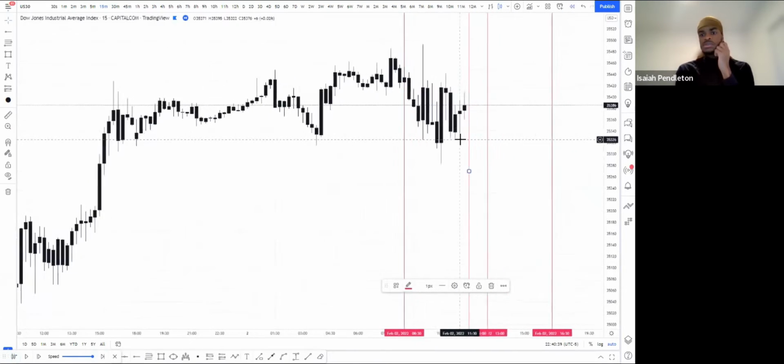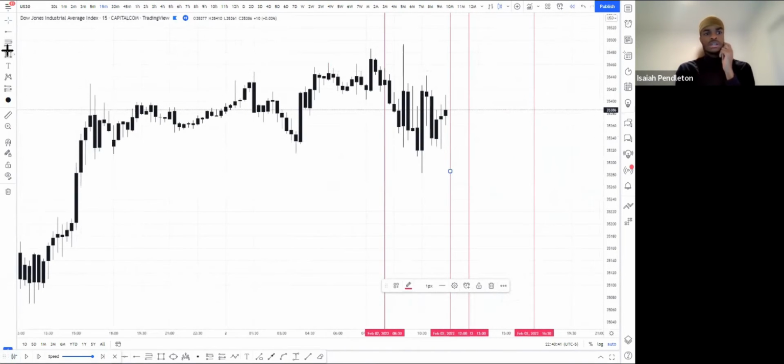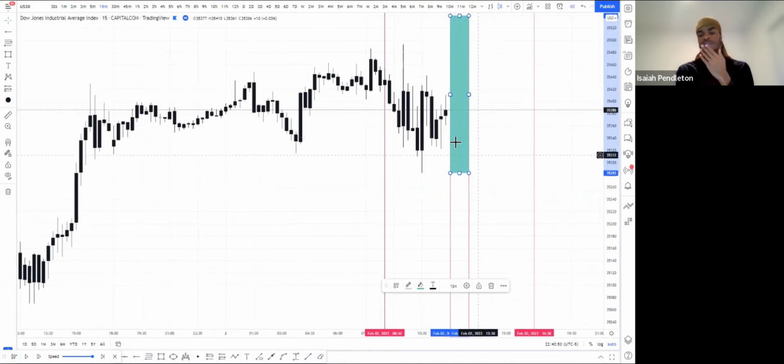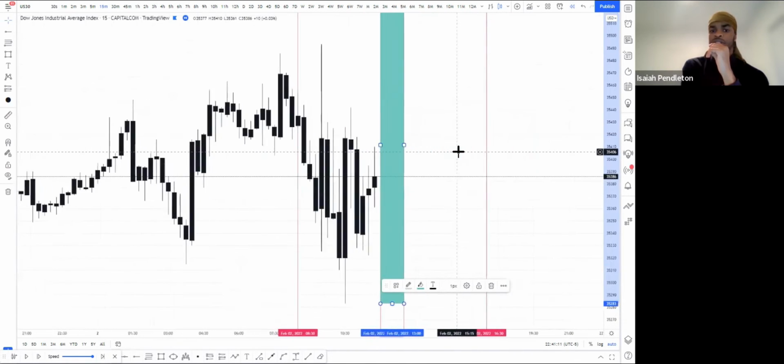Okay, so now what I did was mark this up. Make sure I place this here. So this is an area, 12 to 1 o'clock. This is an area where ICT had mentioned to not trade. You're just going to be trading the New York session, breakfast area, and then lunch. So after 1:30, that's the lunch time to get into your trade setups.